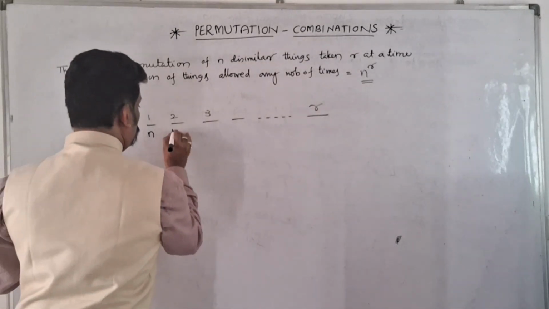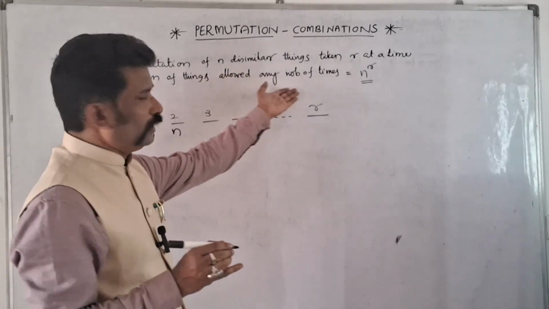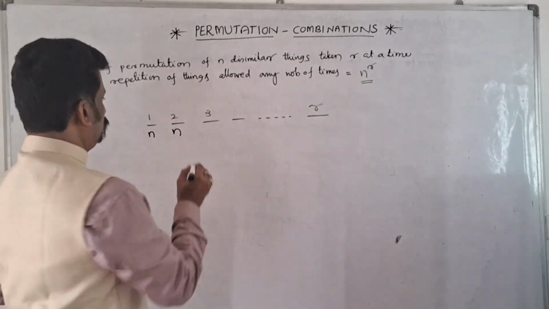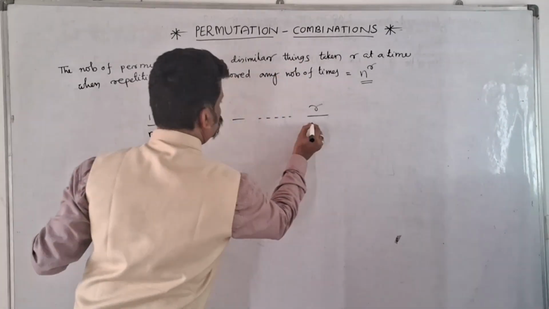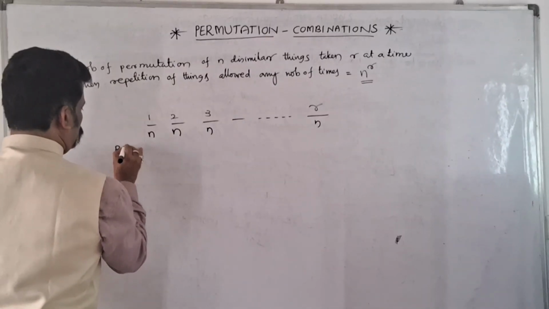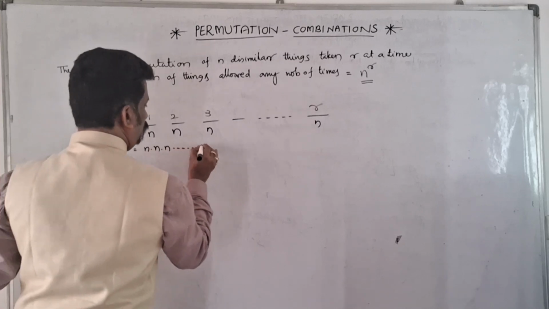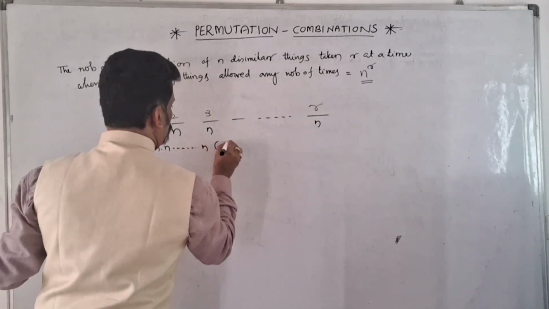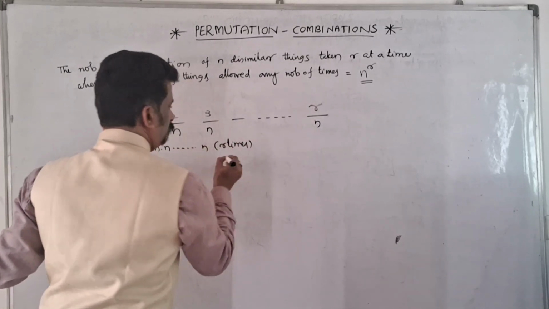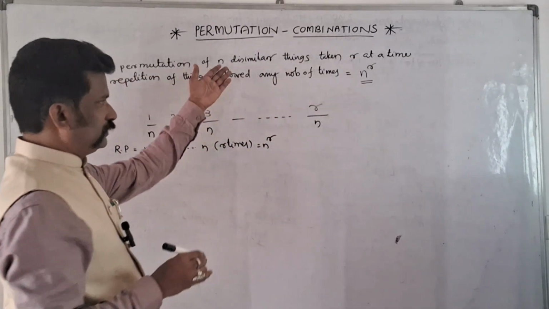Second place also n. Why? Because repetition of things is allowed any number of times. So this also n, and this also n. So the required permutations or arrangements is equal to n into n into n, and so on, r times. Simply this value is equal to n power r. That's it.